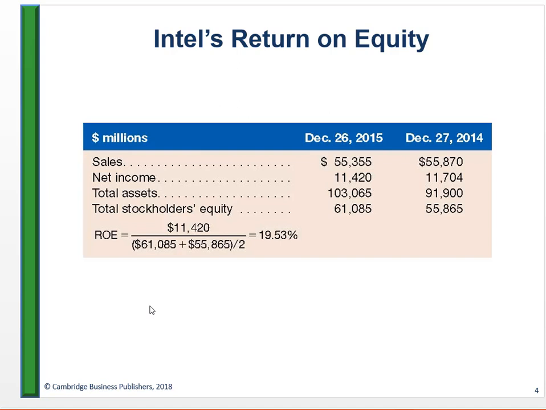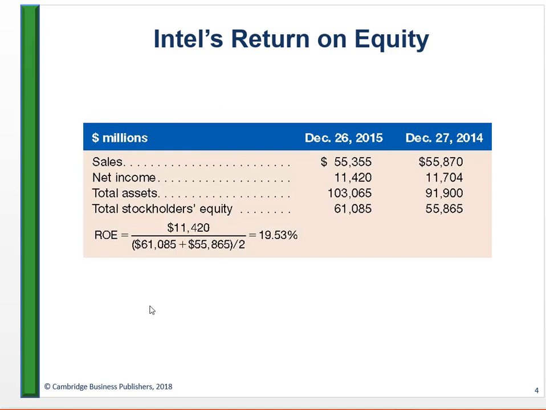Now, pay attention here to the denominator. We have net income in the numerator of, well, it looks like 11,420,000,000 divided by average stockholders' equity in the 2 years there, ending 14 and 15 at 55 billion and 61 billion for an average of 57 or 58 something, equals a return on equity of 19.53%.